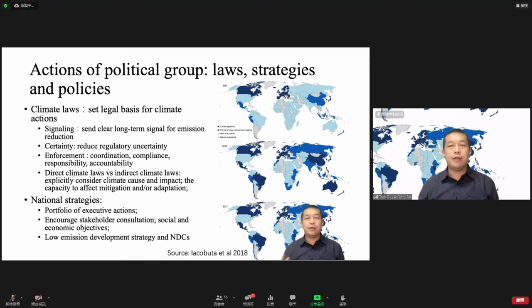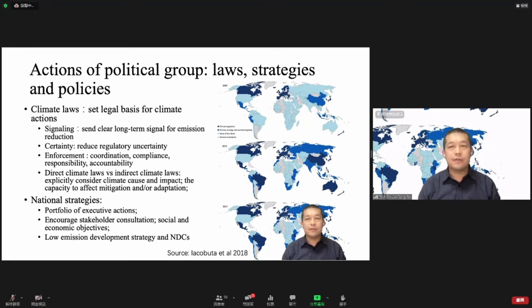The law is generally the legislation on climate change, which sets a legal basis for climate actions within a country. And why is climate legislation important? Because climate laws send strong and clear signals to different actors. It helps to build consensus and to agree on expectations in the longer term. And it also sends a very clear long-term signal for emission reductions, which is very important for businesses to make long-term plans. And that legislation reduces the regulatory uncertainty which businesses generally face. They prefer certainty so that they can invest in technology to reduce emissions.